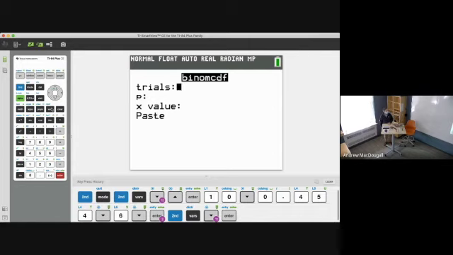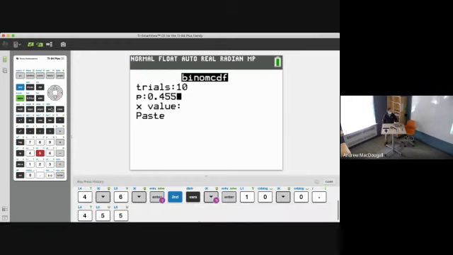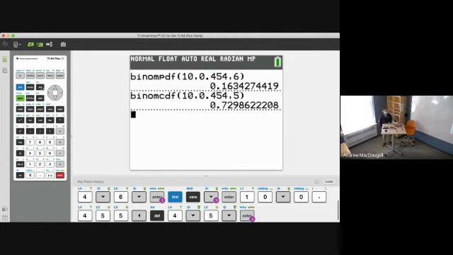And the menu looks identical. We still have 10 trials. Still have a probability of success, 0.454. Oop, that's not right. Let me just delete 0.454. And here we're going to put in 5 for x value. So what this function does in your calculator is it adds up all the probabilities from 0 up until what you put in as your x value. So don't put 6 here if you don't want to include 6. It's going to include in its calculation whatever you put here. Okay, so I'm going to put 5, paste it, Bob's your uncle, there it is.